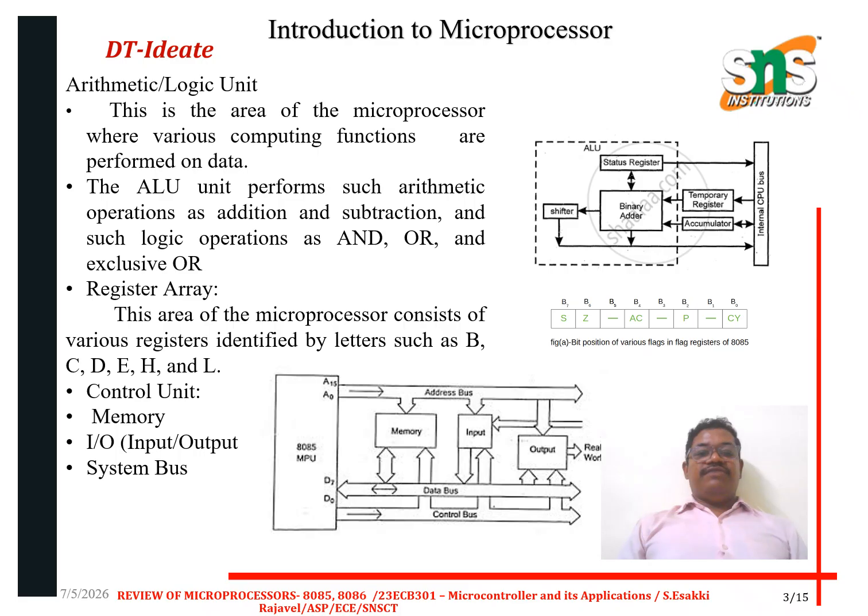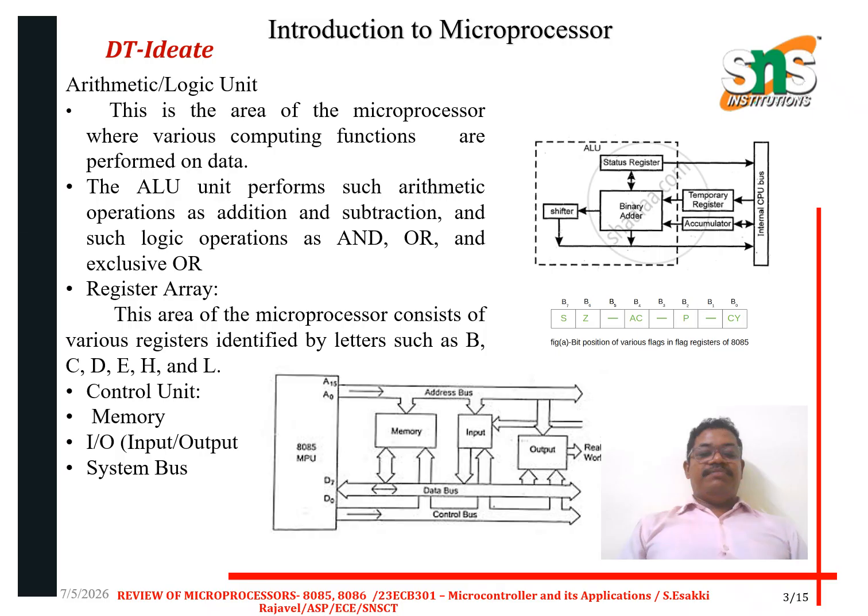So the main ideology of a microprocessor is the arithmetic logic unit, register array, control unit, memory, and input output unit. This arithmetic logic unit is the main area in the microprocessor. This is the area where various computer techniques are performed on data. This ALU unit performs arithmetic operations such as addition and subtraction, and logical operations such as AND, OR and exclusive OR. The register consists of various types of identified letters such as B, C, D, E and H, L registers.